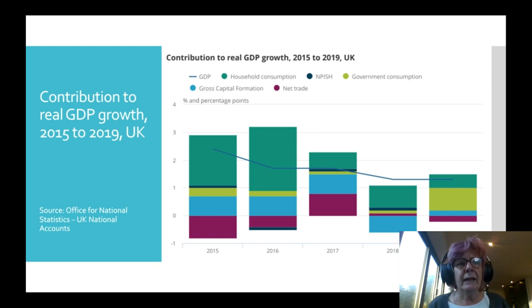So I want to start by looking at some real data, and this is some data about contributions made to GDP growth in the UK by those different components of aggregate demand. Remember, GDP and aggregate demand are more or less the same thing. What we can see here first of all is this blue line, which shows us the percentage of GDP growth in the UK over the last 5 years.